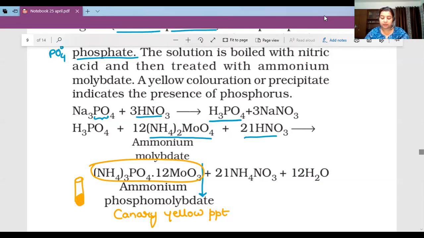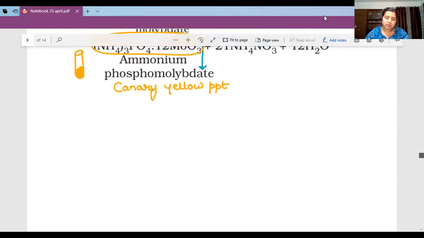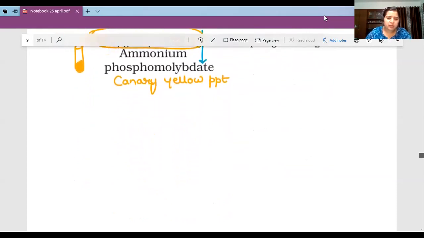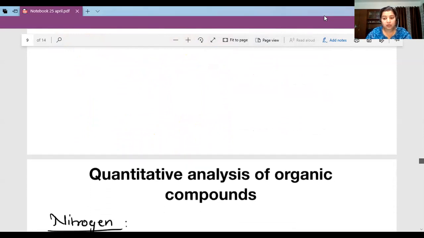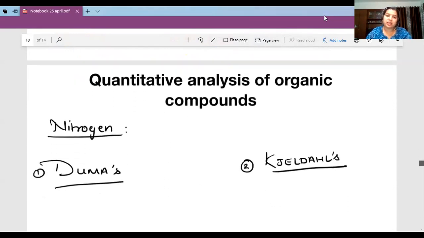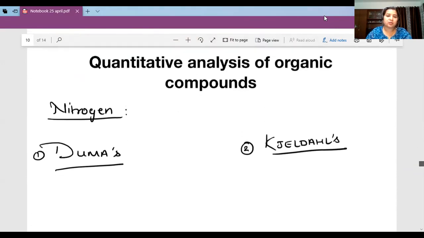These will be obtained. Yes, you can have one more test, that is the magnesium mixture test. That is more confirmatory because this test is also given by arsenate. But due to the limitation of our time, let's move to quantitative analysis of organic compounds.